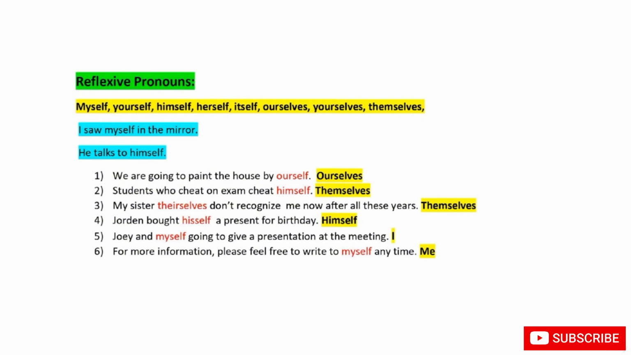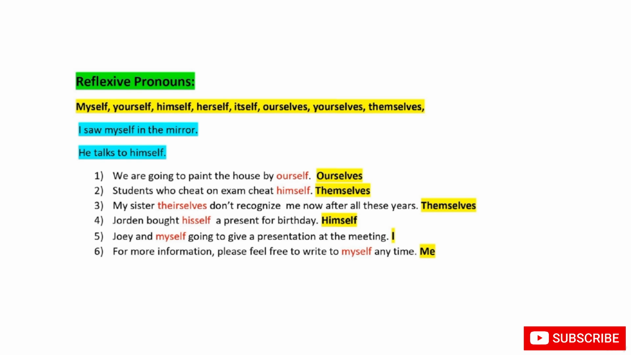They don't exist in English. But many people still use those forms. So the correct way to say these sentences would be to say, we're going to paint the house by ourselves. Students who cheat on exams cheat themselves. My sisters themselves don't recognize me now after all these years. And Jordan bought himself a present for his birthday.